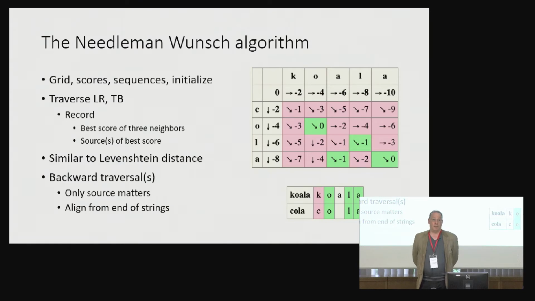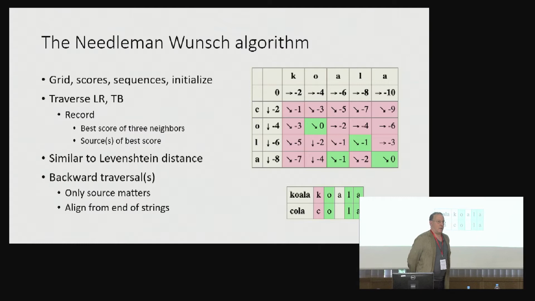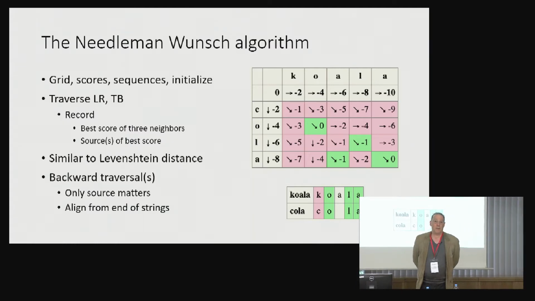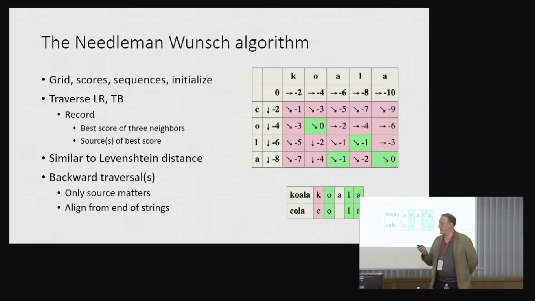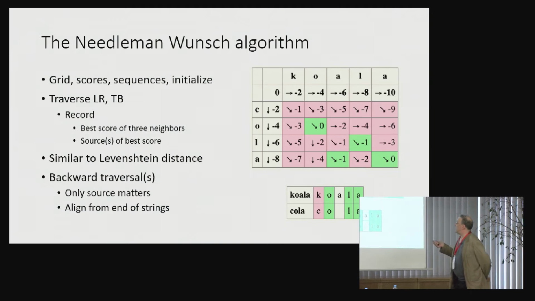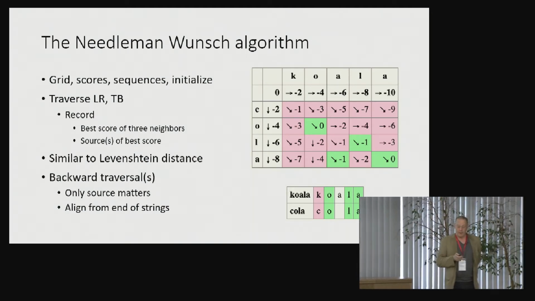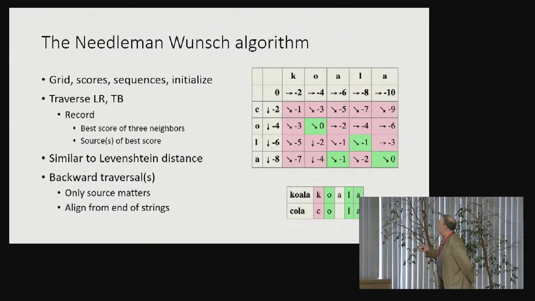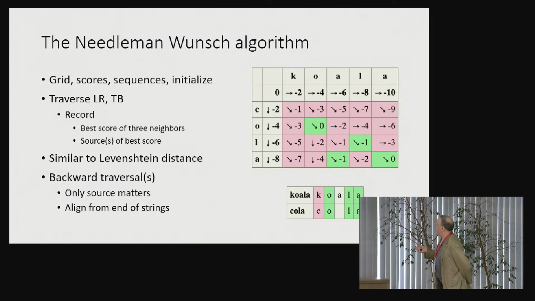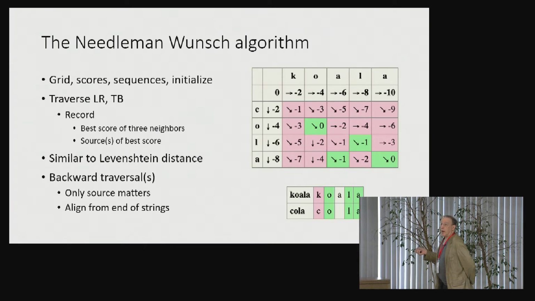When I reach the bottom, when I reach the lower right cell, I have filled everything with a number. And I have a grid with a bunch of numbers. But I don't have a sequence alignment yet, and what I want to do is get from this grid that I just filled to this sequence alignment. So the next part of the Needleman Wunsch algorithm is you start in the lower right cell, and all you look at is where you took the value from.